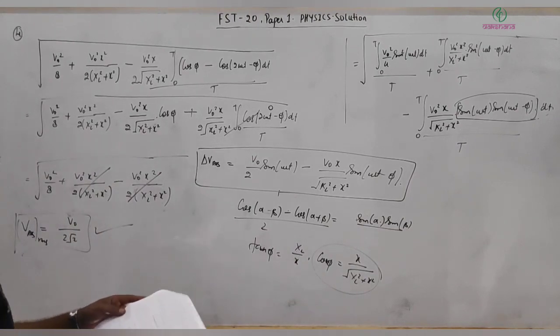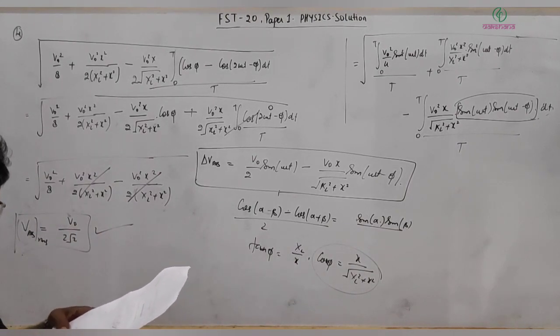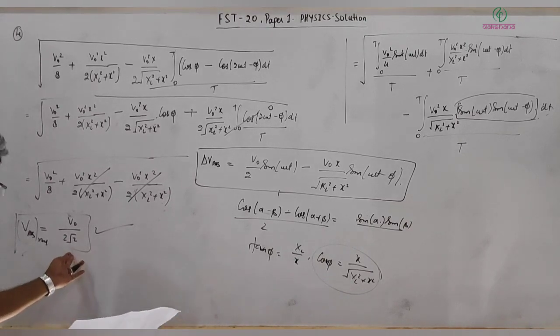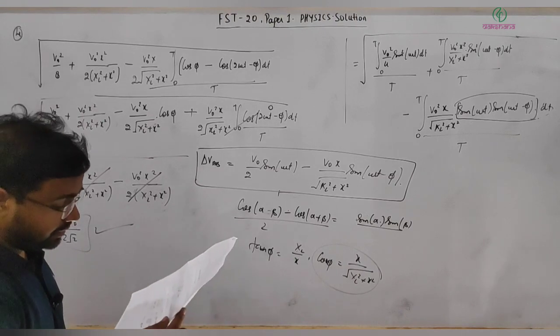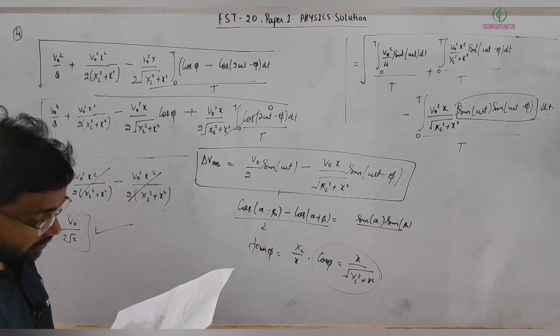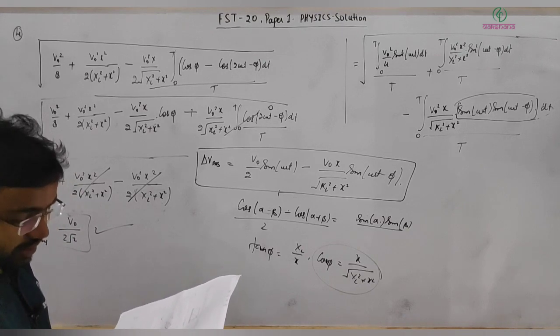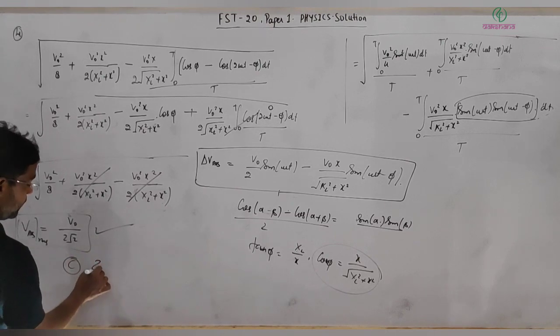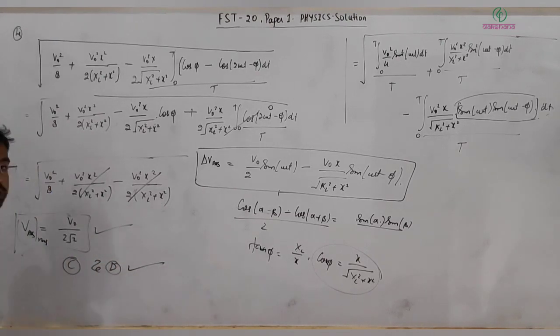Here we were having question number 4. VAB will increase on increasing R? It's actually not depending on the value of R, this rheostat resistance. Decrease, that's definitely not. VAB does not depend on the value of R, and VAB does not depend on the value of omega, so here you can see C and D both are correct options.